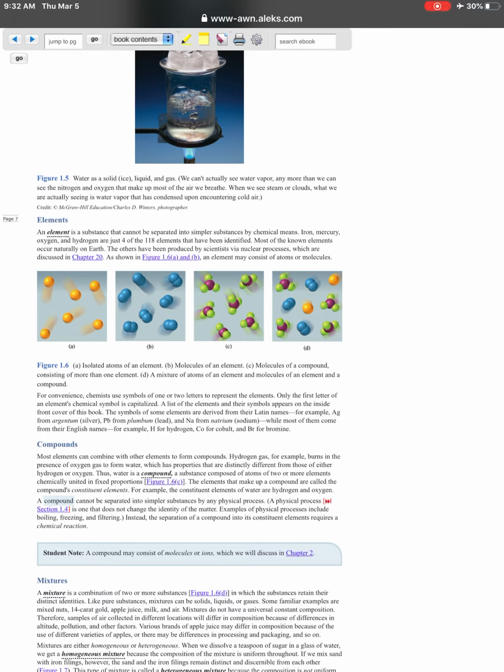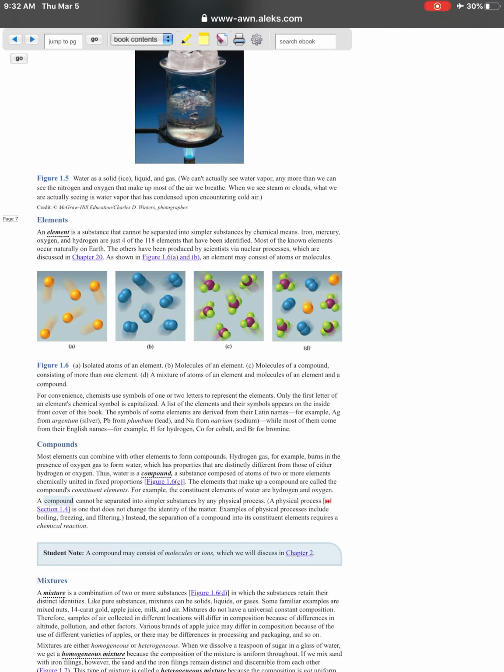We don't know what it is. Could be ammonia or something like that. But those are compounds. And then on the right, in part D, you see that we now have a mixture. They put everything in there. So you've got the orangish element, you've got the blue elements, which are molecules, and then you've got the compound, which is the purple with the green. So all of those are in there.